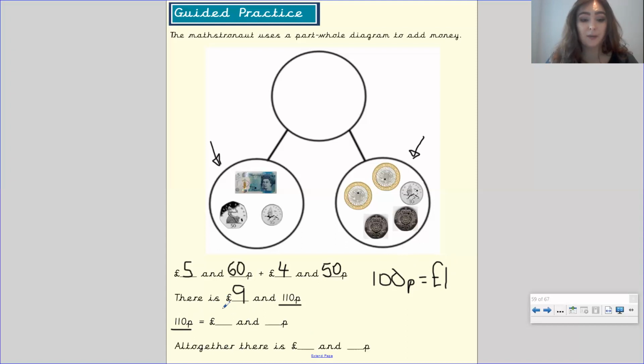Well done if you said £1 and 10 pence. Now what we need to do is add together our pounds. So we've got £9, add £1, which equals £10. And then the pence we have left over is 10. So we have got £10 and 10 pence.